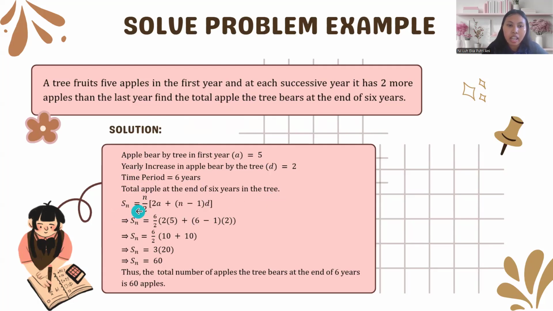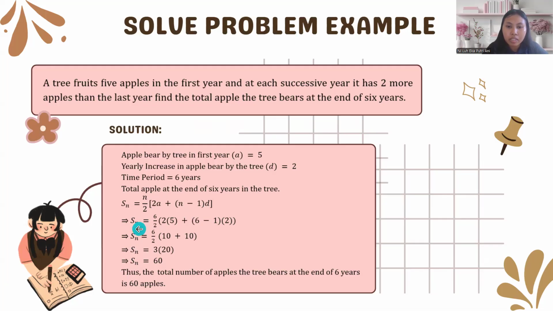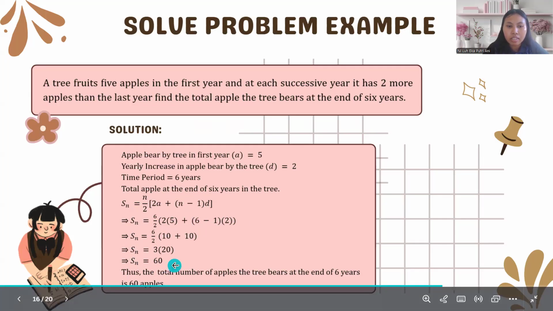So S sub n is n over 2 times the quantity 2A plus n minus 1 times D. Then S sub 6 equals 6 over 2 times the quantity 2 times 5 plus 6 minus 1 times 2, and we get S sub 6 is 60. So the total number of apples the tree bears at the end of 6 years is 60 apples.